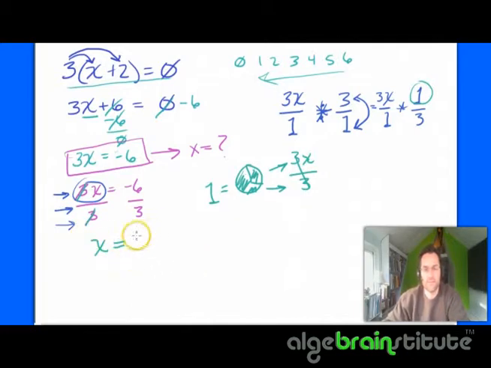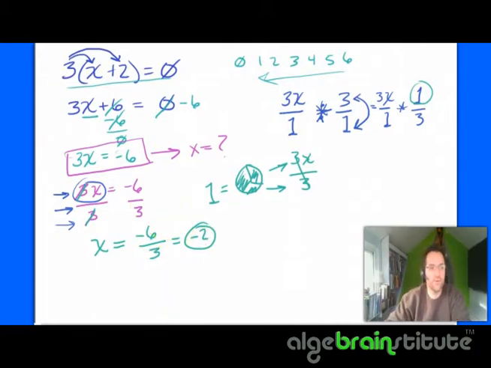X is equal to negative 6 divided by 3. So now we have negative 6 divided by 3, and a negative divided by a positive is going to give us a negative, so we're going to get negative 2. Now we can plug that negative 2 in. This is the really great part about algebra: we can take the value of x and plug it into the original formula and see if the statement is true or not.